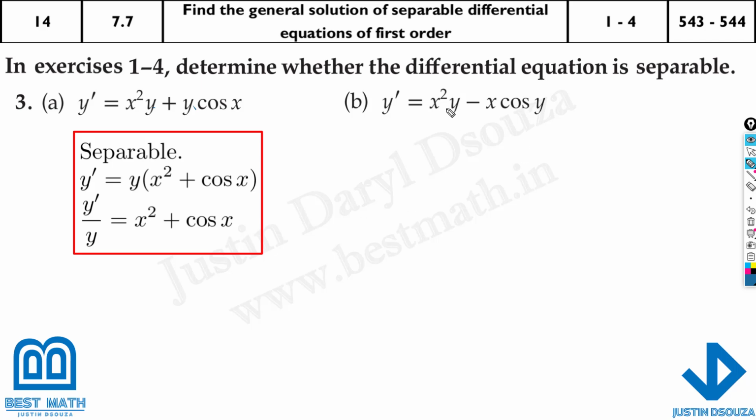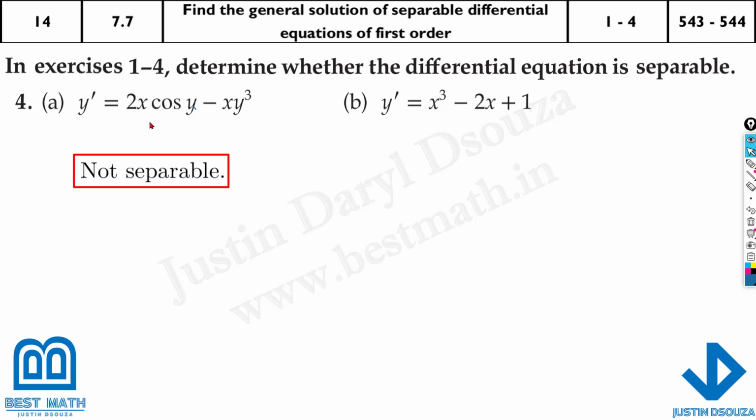What about this one? No, we did this one just a while ago. No, not even this. You can't, because even if you take the common term out, there will be an xy term. It's not separable at all because there will be x and y together.